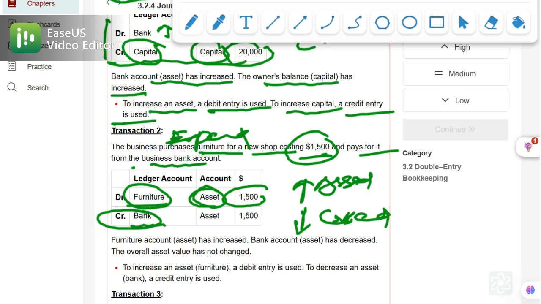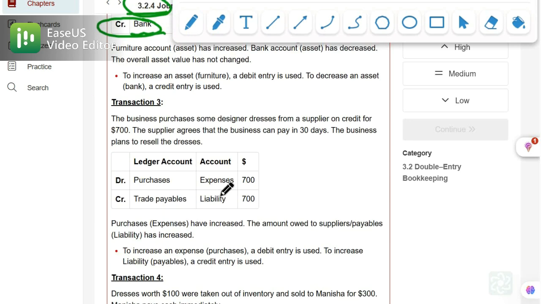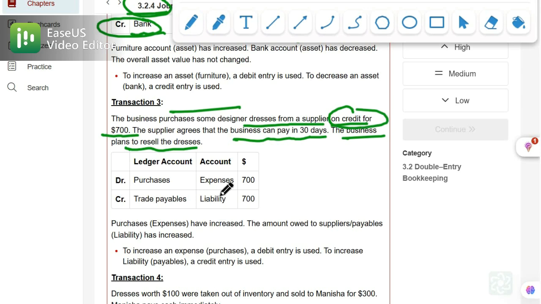The business purchases some dresses from a supplier on credit for this amount, and the supplier agreed that the business can pay in 30 days, and the business plans to resell the dresses. So here, what you have done is you just purchased dresses from the supplier, and that is your credit purchasing. So it means that there is a liability, which we call payable. So debit will be purchases because your expenses increase by 700, and definitely your trade payable, that is a liability, also increases.